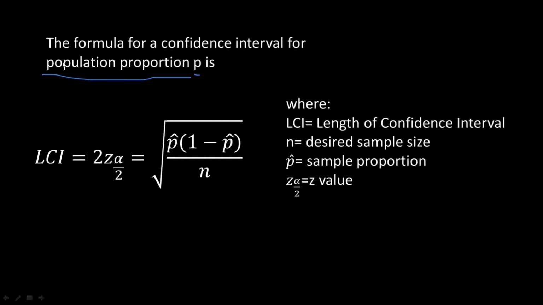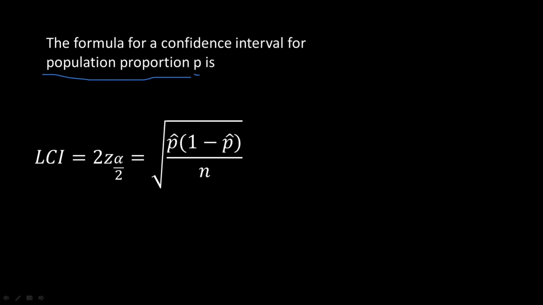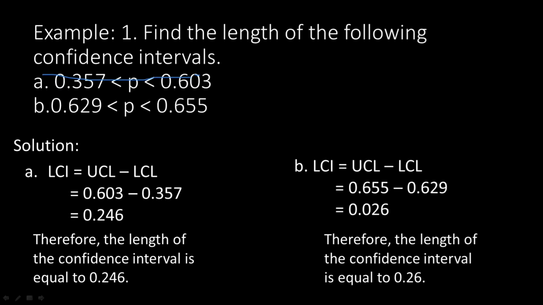So, dito is gagamit ulit tayo ng ating table under the table of areas under the normal curve. So, para mas lalo nating maintindihan, let's have an example. So, eto pong LCI na to, gagamitin lang natin siya for the population proportion. So, yung kanina natin, eto is the length of the following confidence interval if this is the given. If we have the given ng upper limit and the lower limit, or the upper confidence limit and lower confidence limit.